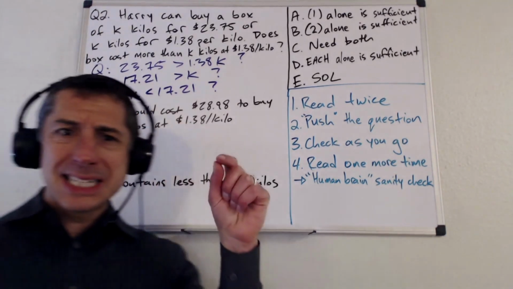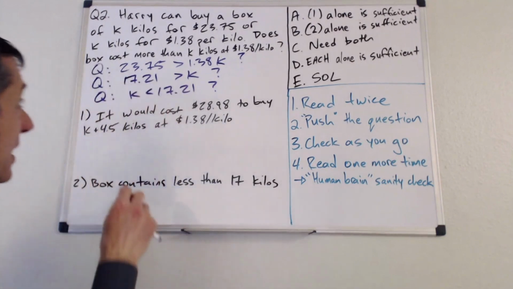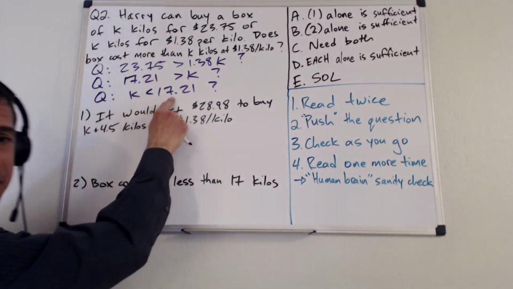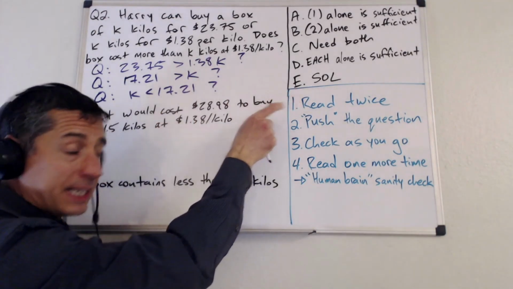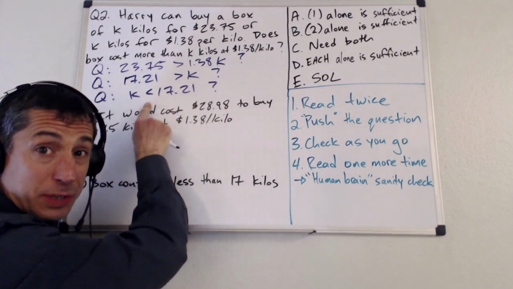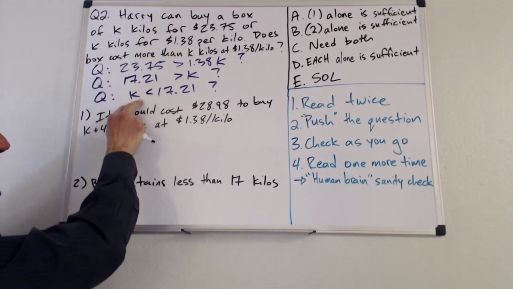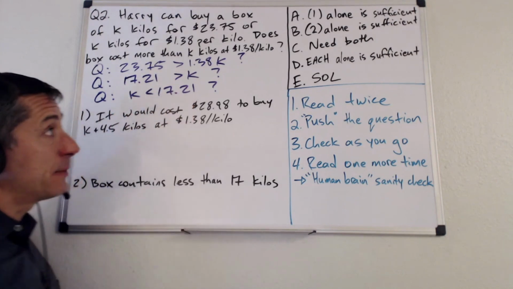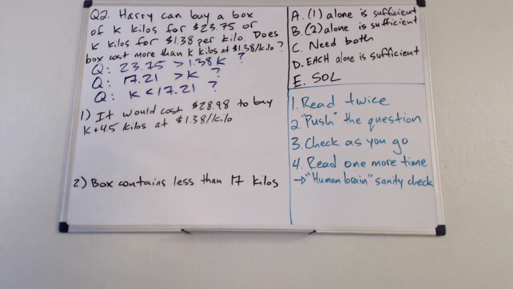We want to know if the box is going to be more expensive than buying them individually at $1.38 per kilo. Well, yeah, if there's less than 17.21 kilos in there, it's a better idea to just buy those individually if the box really doesn't have that much fruit in it relatively. So this makes sense. I want to know, is K, the number of kilos in the box, less than 17.21? Cool, great. All right, going to write up my ADBCE as always.